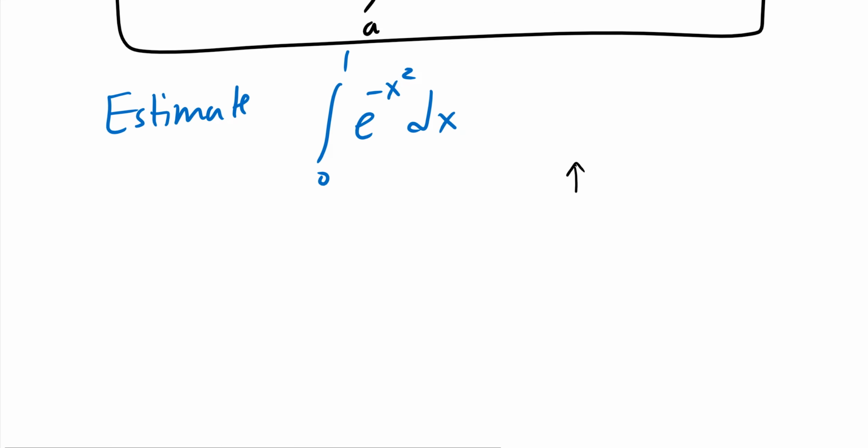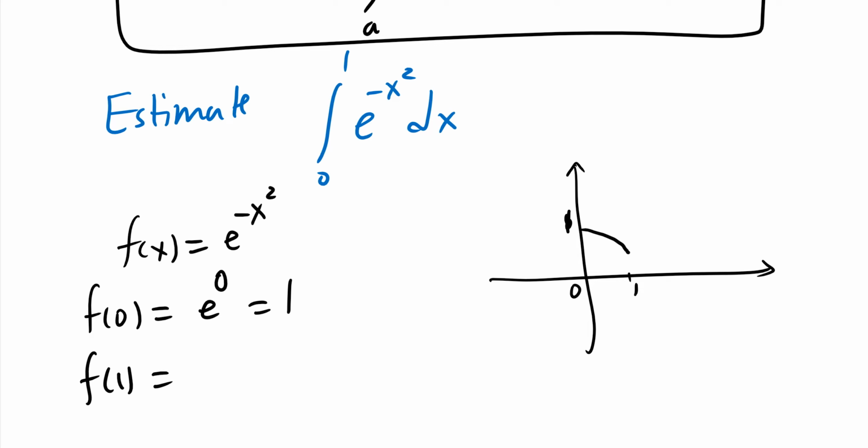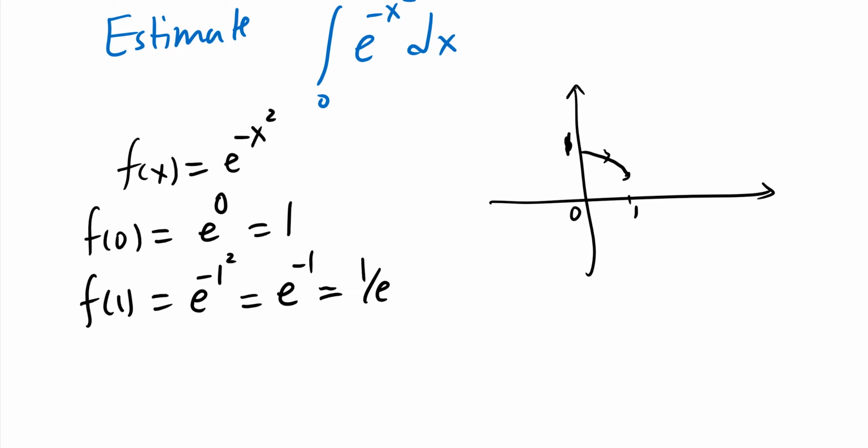If we happen to graph this function, f of x equals e to the negative x squared, the graph would look like, I think, around this from 0 to 1. This is 1. So if we find f of 0, e to the negative 0, that's 1. And f of 1 is e to the negative 1 squared, which is e to the negative 1, or 1 over e. And notice how the function is decreasing.